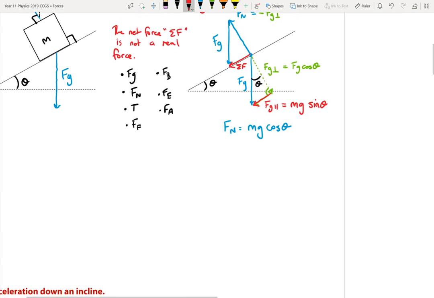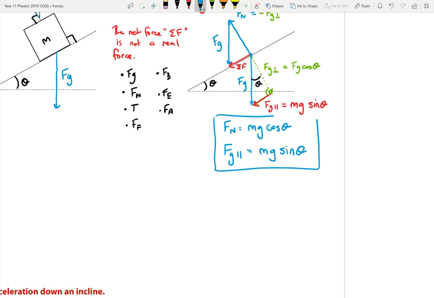So, there are two, hold on. These are the two equations that you need to memorize. Okay?